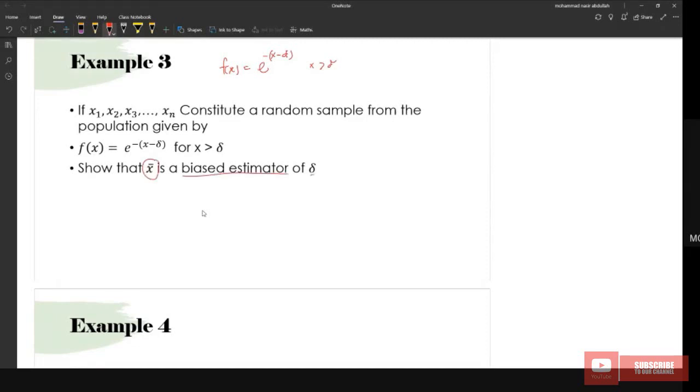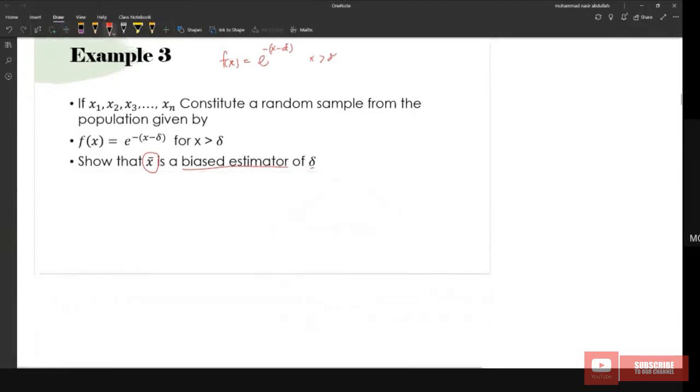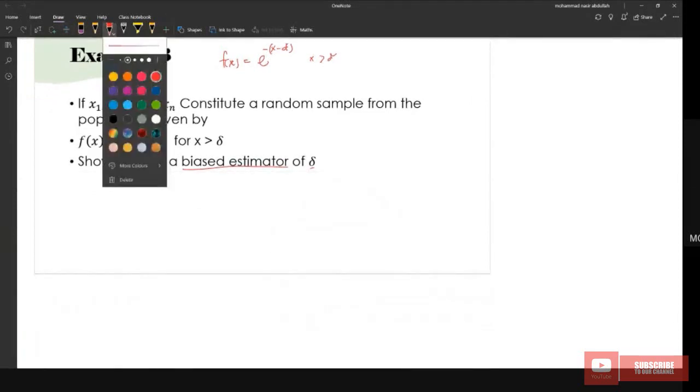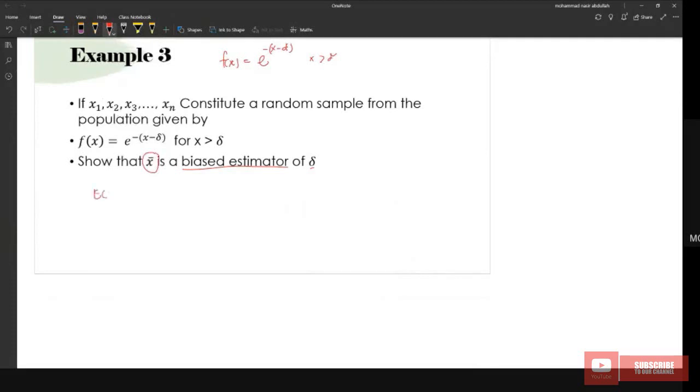So now the first step is we need to find the expected value of x. So the expected value of x is equal to, since this is a continuous random variable, we need to integrate from delta to infinity, x multiplied with exponential of negative (x minus delta), with respect to x. So this should be equal to 1 plus delta, right?